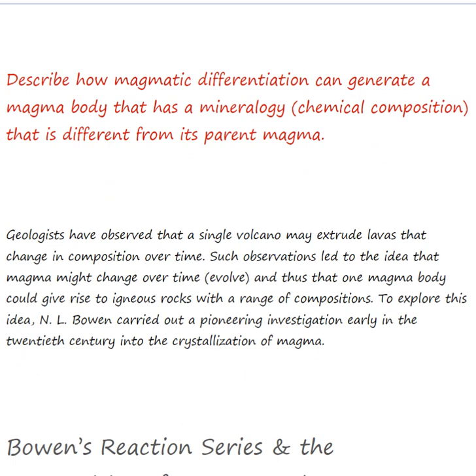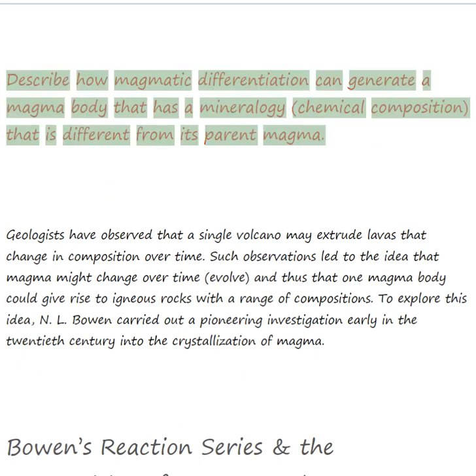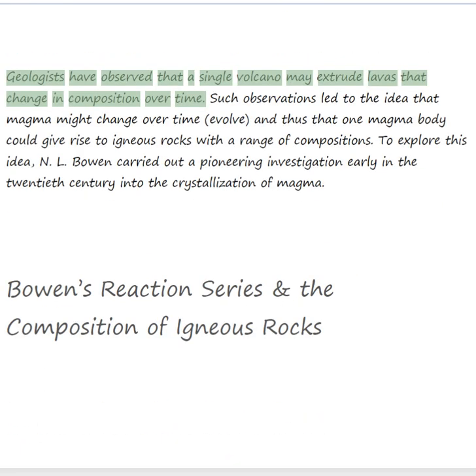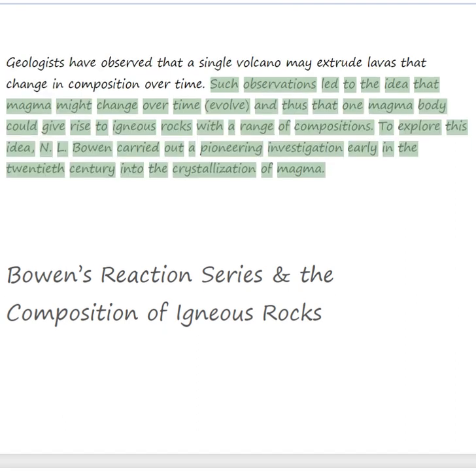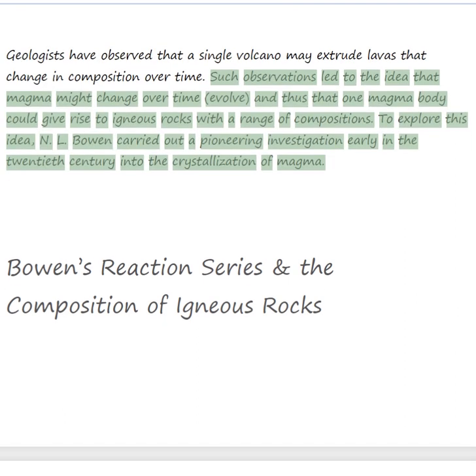4.6 How magmas evolve. Describe how magmatic differentiation can generate a magma body that has a mineralogy that is different from its parent magma. Geologists have observed that a single volcano may extrude lavas that change in composition over time. Such observations led to the idea that magma might change over time and thus that one magma body could give rise to igneous rocks with a range of compositions.